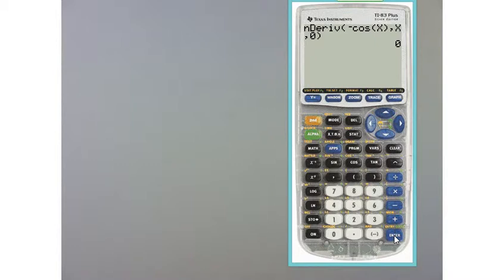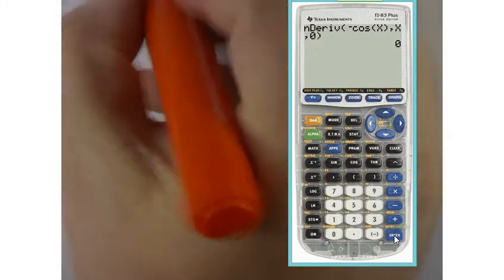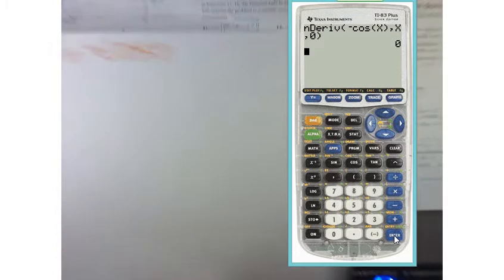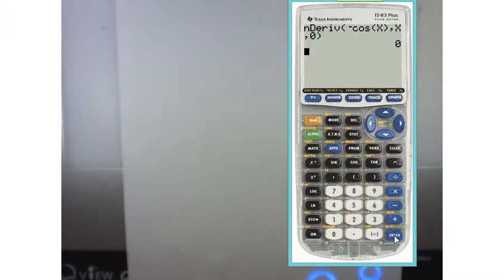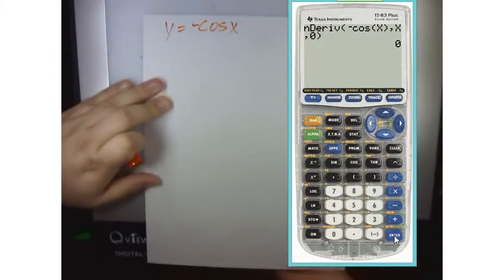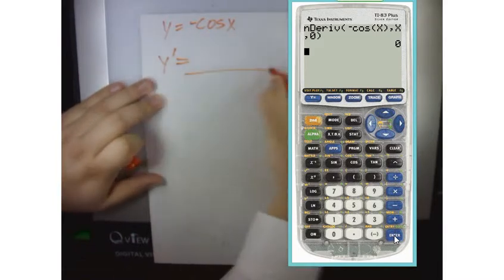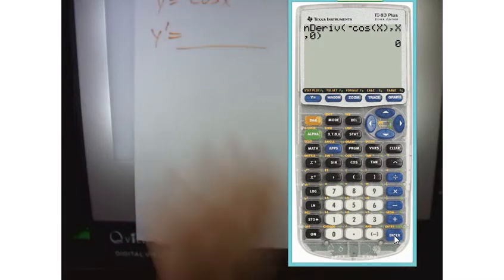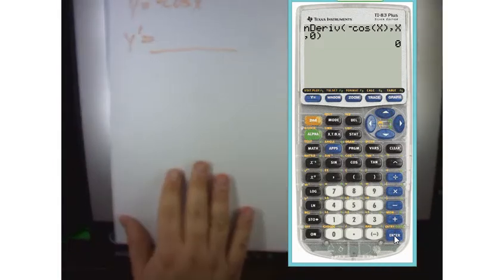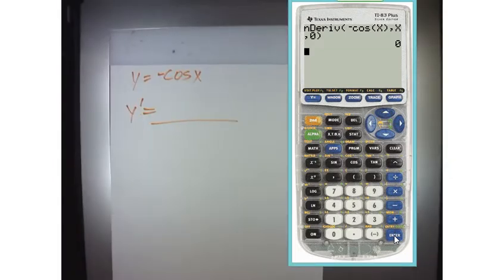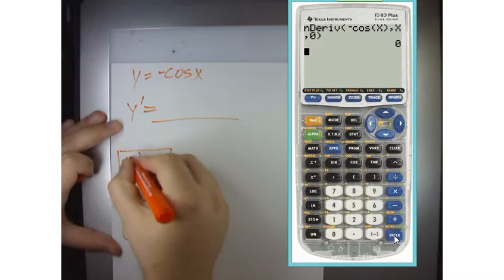If we have y is equal to negative cosine of x, then what they really want us to do is graph y prime. That's what they're really saying. I want you guys to graph y prime. To graph y prime, we're going to try to guess what y prime is, because really that's not an easy thing. It's difficult to plug into your calculator and figure out what the derivative is. So I want to make a table of values for x and y prime and then look at those values and see what we get.